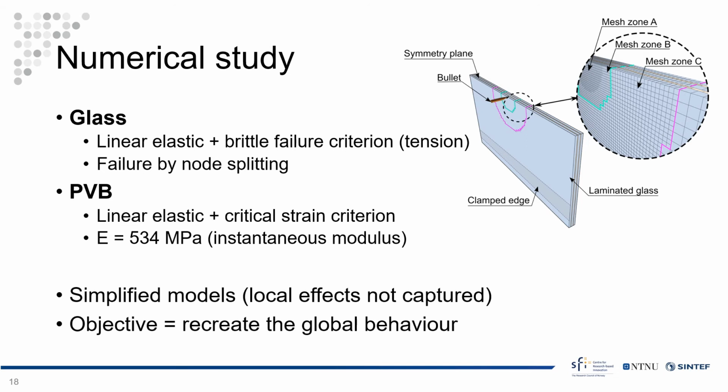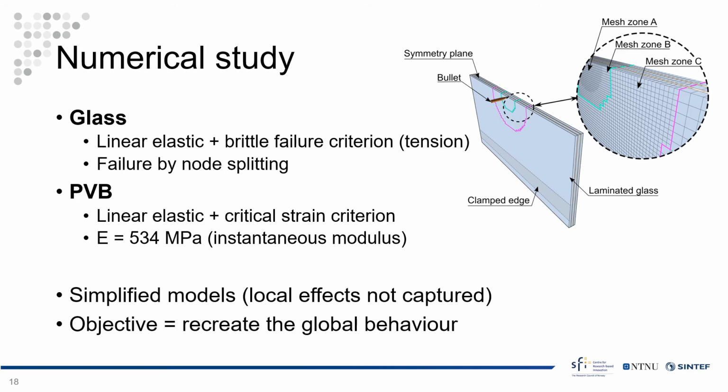But these material and failure models are quite simplified, and they will not be able to capture local effects that happen in the laminated glass during loading, for example crushing of the glass material. But the main goal of this numerical study was to recreate the global behavior, such as the bullet velocity. And since the laminated glass plates were relatively thin, it was likely that the tensile failure in the glass would dominate the behavior, and we also assumed that the local effects would not contribute that much to this global behavior.